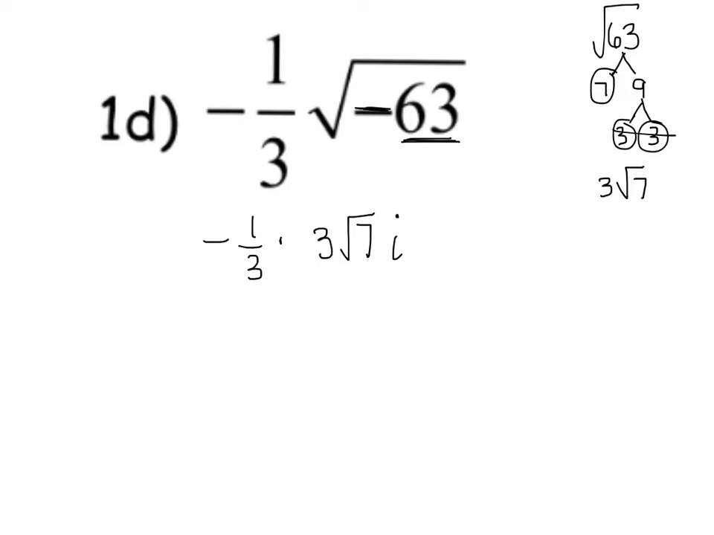And now we're going to take care of rearranging. So let's multiply negative 1/3 times 3. That's just going to be negative 1. Next we have the square root of 7, and I'm just going to move the i from the very end to right in front of the radical sign, right there. And then you can put plus or minus 1i square root 7, or just plus or minus i square root 7.